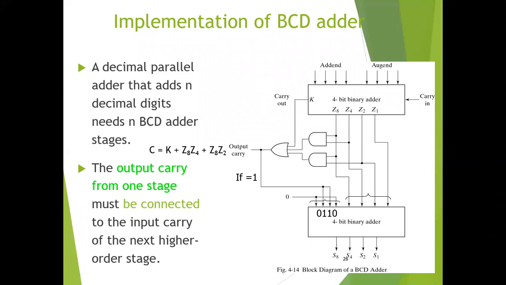A decimal parallel adder that adds n decimal digits needs n BCD adder stages, and the output carry from one stage must be connected to the input carry of the next higher order stage, and so on. So we can increase the number of BCD adders: if we have n decimal digits, we will require n BCD adders, and the carry from each BCD adder will be transmitted to the higher order stage and will be added at that stage.